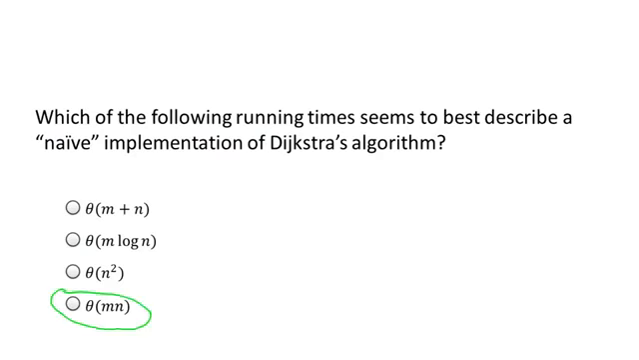So the correct answer to this quiz is the fourth one, that the straightforward implementation of Dijkstra's algorithm would give you a running time proportional to the product of the number of edges and the number of vertices. And the way to see that is to just look at the main while loop and look at how many times it executes and then how much work we do per iteration of the while loop if we implemented it in a straightforward way. So there's going to be n-1 iterations of the while loop.